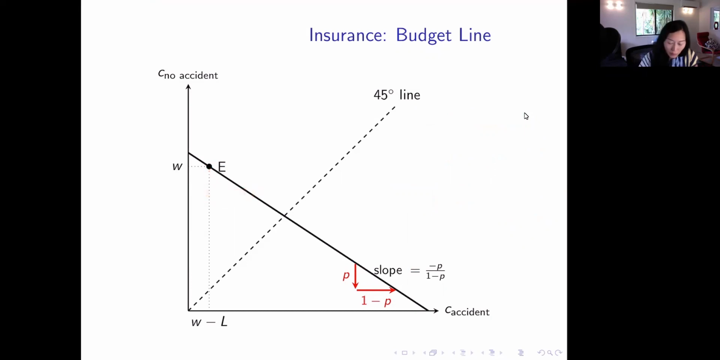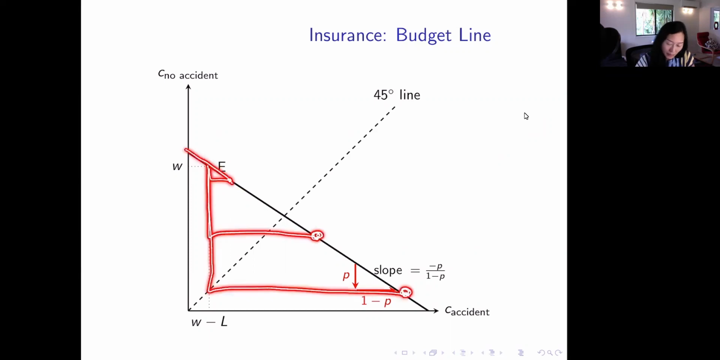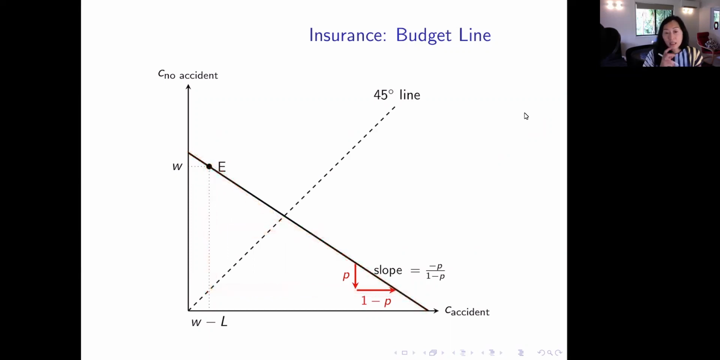So let's say you buy 1 unit of insurance, right? It's gonna be like this. If you buy 10 units of insurance, you will end up like this. If you buy 50 units of insurance, you can end up like this. So that's why your budget line is gonna be something like that. Okay.